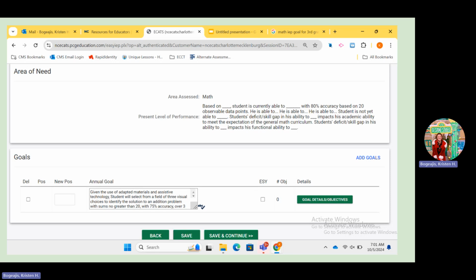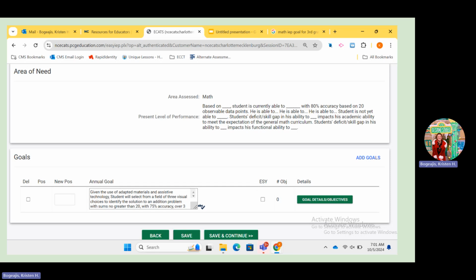Just to reiterate that, I also say the student will select from a field of 3 visual choices to identify the solution of an addition problem. So what are you going to have them do? And you have to make sure that it's measurable. So you want to have what they're going to do, make sure it's attainable, make sure it's feasible for them to achieve within a year. And then make sure that it's measurable. So I'm going to have them do this thing with 75% accuracy over 3 consecutive data collections. The 75% accuracy is the mastery criteria, and the 3 consecutive data collections is going to be your maintenance.